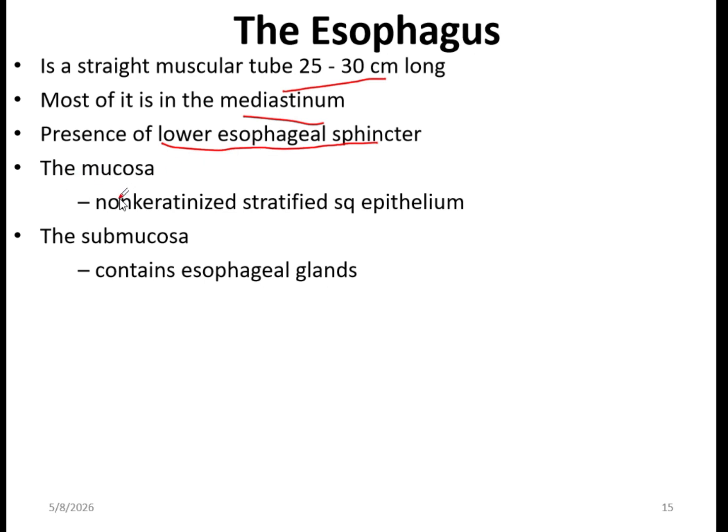Then the mucosa and the submucosa layer. The mucosa is a non-keratinized stratified squamous epithelium. I'm sorry, here not monokeratinized, it's non-keratinized, right? So non-keratinized stratified squamous epithelium, right? And the submucosal layer contains esophageal glands, right? So do you know the esophagus?